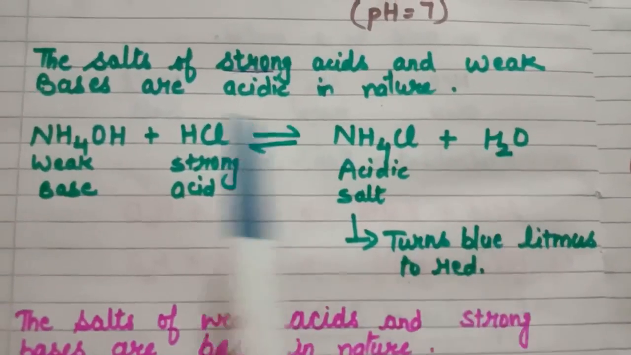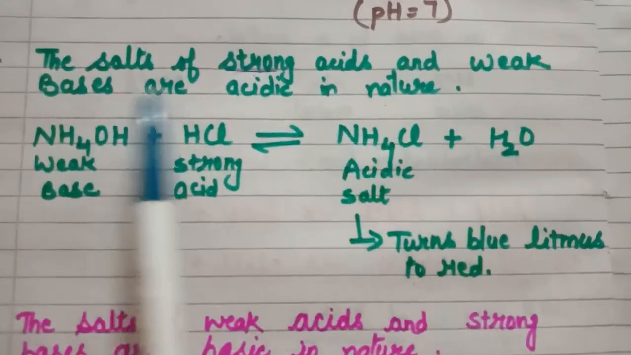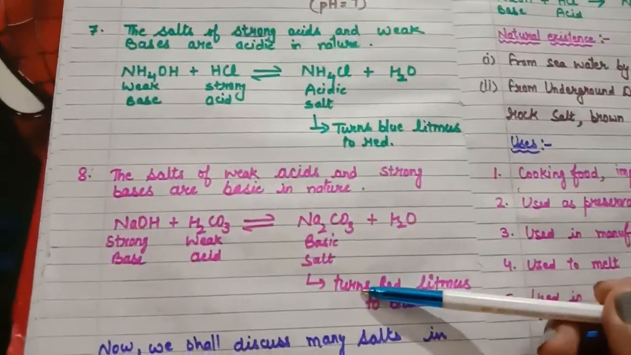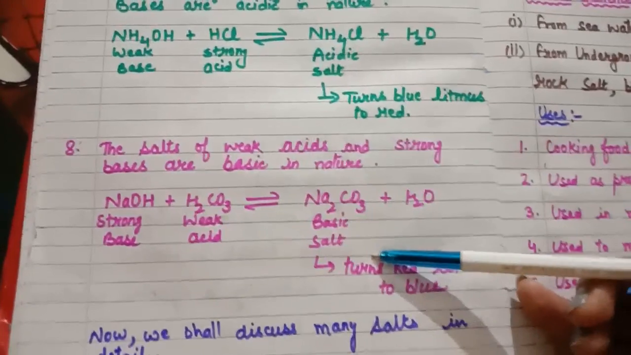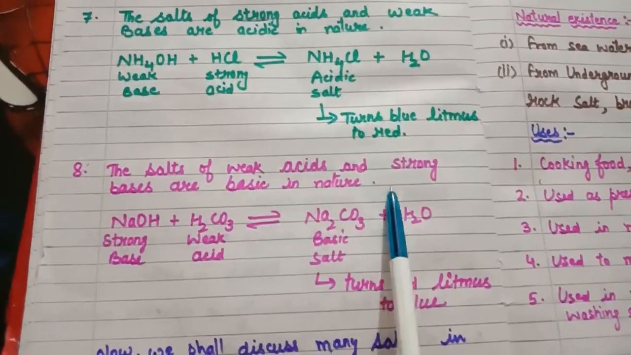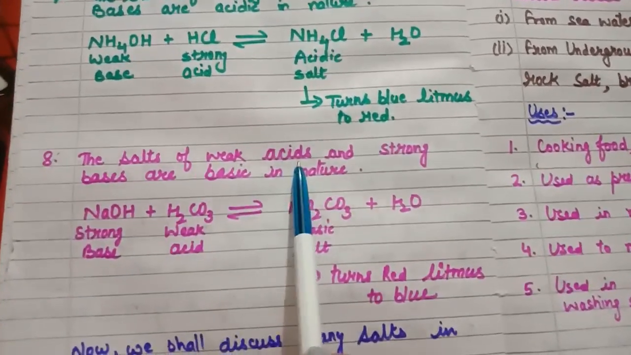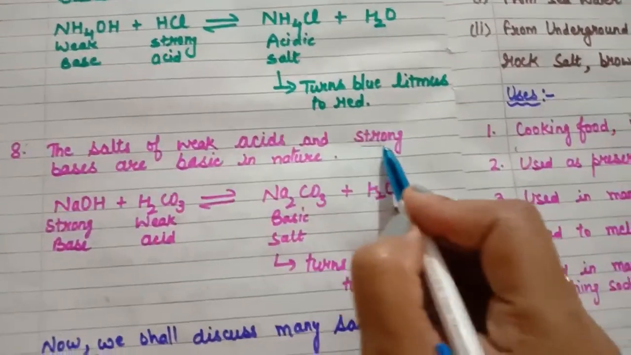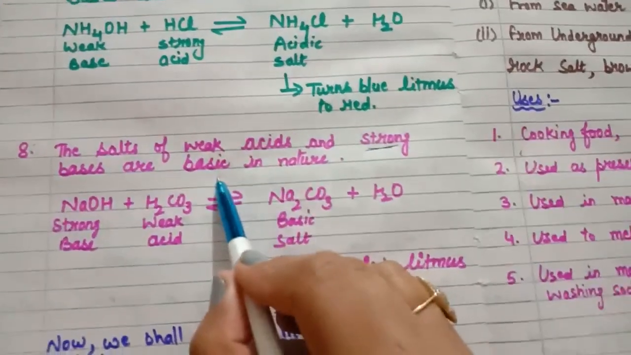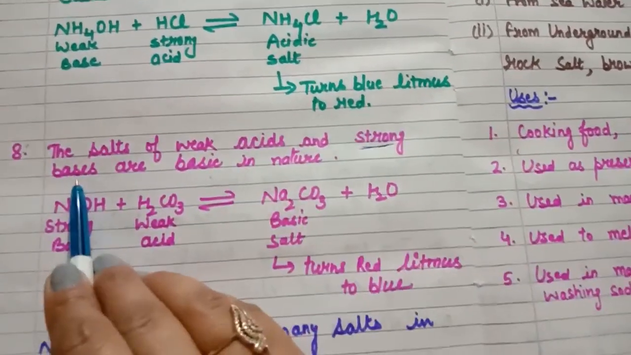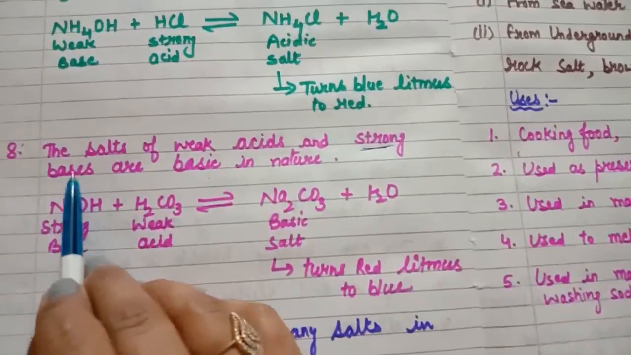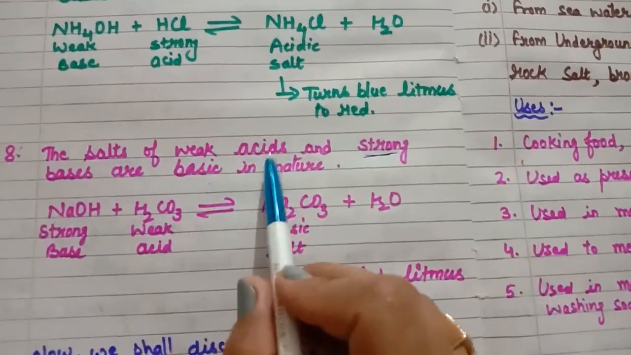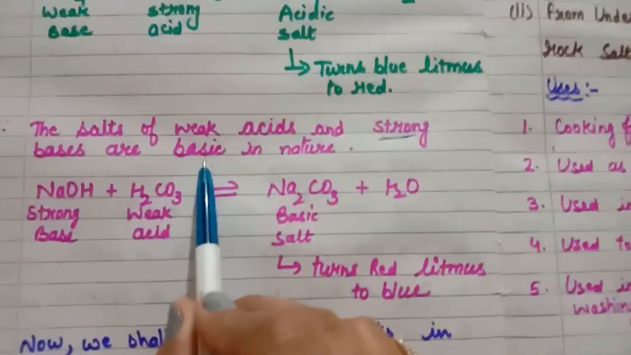Okay, that means the salts of strong acids and weak bases are acidic in nature. Next, opposite to this, the 8th point: the salts of weak acids and strong bases. If we have weak acids and strong bases, then the strong nature will show in the result of this salt. Strong base means a basic salt. So if we have a strong base and a weak acid, then our salt will be basic in nature.